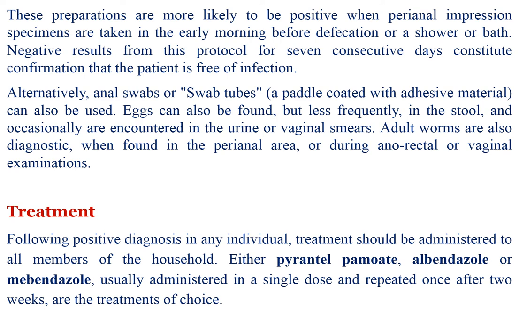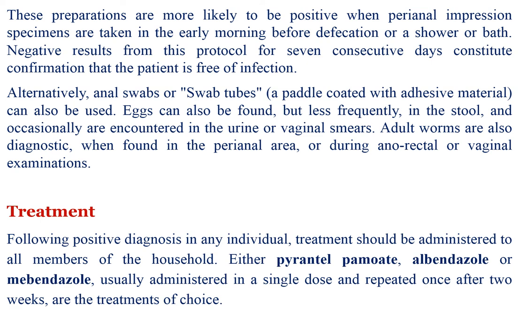Negative results from this protocol for 7 consecutive days constitute confirmation that the patient is free of infection. Alternatively, anal swabs or swab tubes, a paddle coated with adhesive material, can also be used. Eggs can also be found, but less frequently, in the stool and occasionally are encountered in the urine or vaginal smears. Adult worms are also diagnostic when found in the perianal area or during anorectal or vaginal examination.